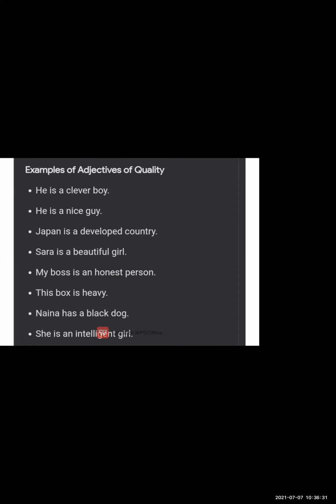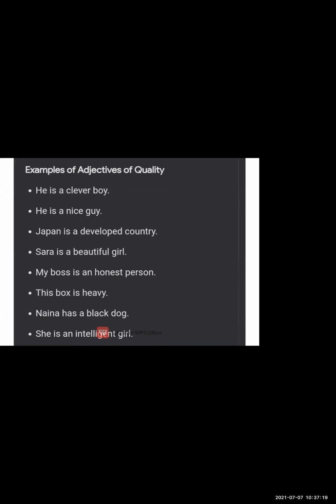Okay. Now, wait here, students. I will ask you to read these sentences and identify which words come under the adjective of quality. Okay, that you have to do, students. Wait a minute. Let me ask a student. Ame Ahirao, I'll unmute you. Yes, teacher. Yes, Ame, read the first sentence. He is a clever boy.